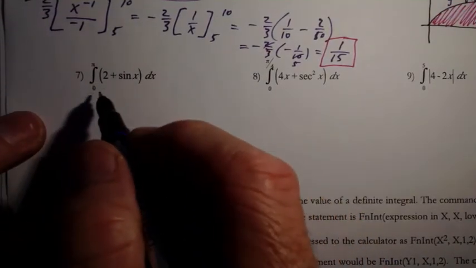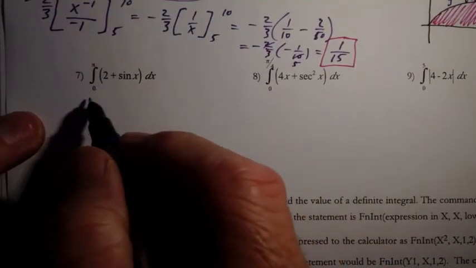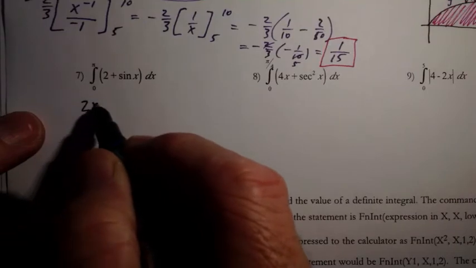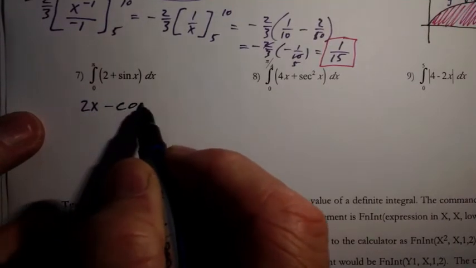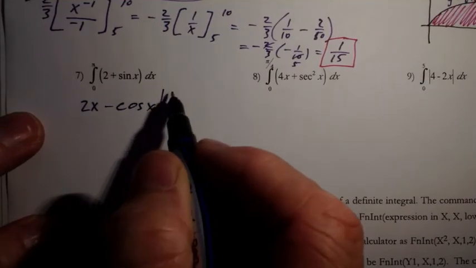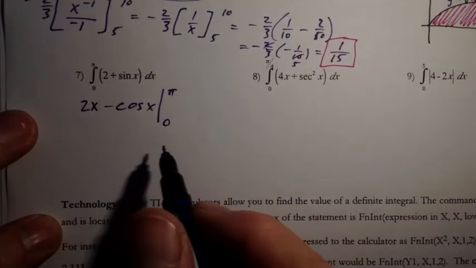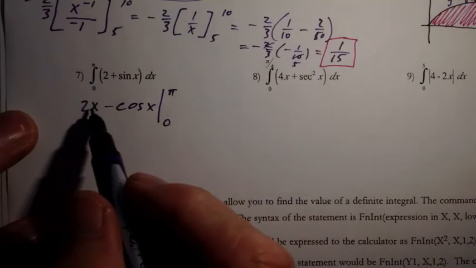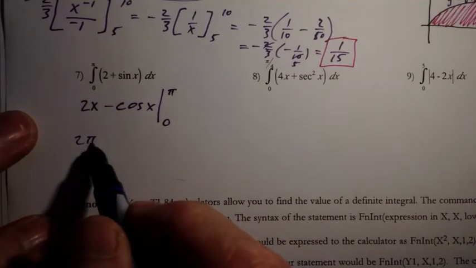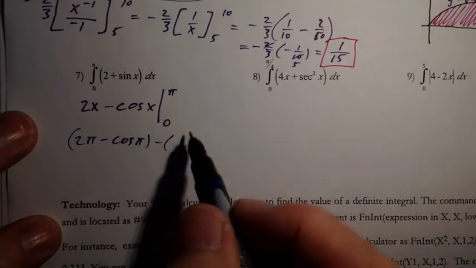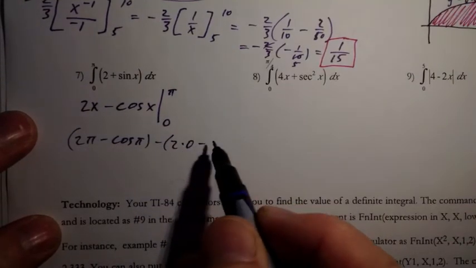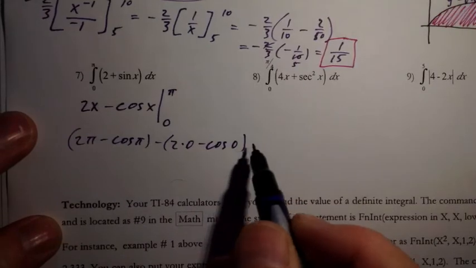2 plus sine of x. The antiderivative of 2 is 2x. The antiderivative of sine is minus cosine, evaluated from 0 to pi. So we get 2 pi minus cosine of pi, minus 2 times 0, not 0, minus cosine of 0.